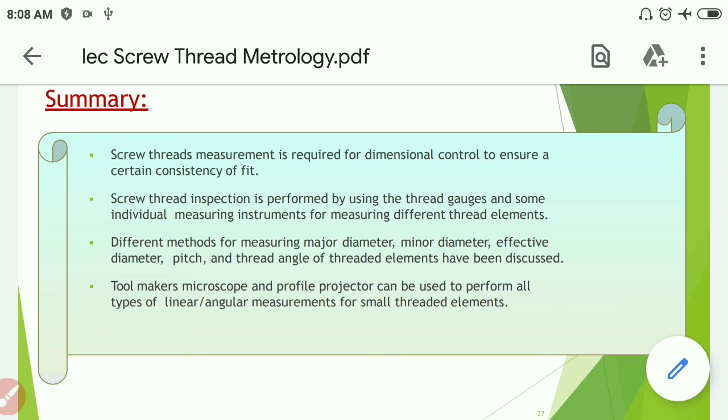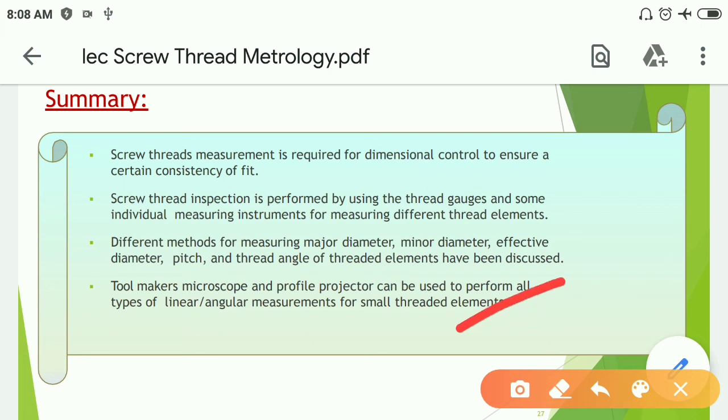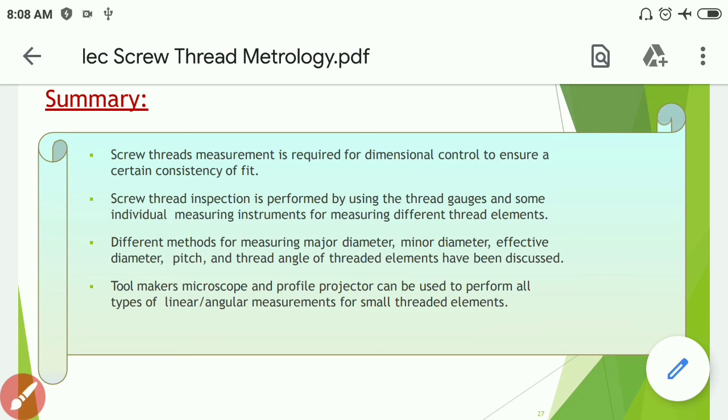Here these are the advanced instruments used for measurement of linear and angular measurements. Here we are ending the chapter, that is screw thread metrology.